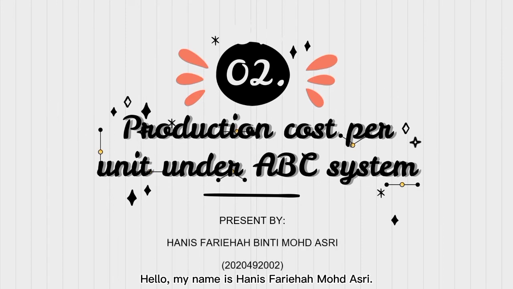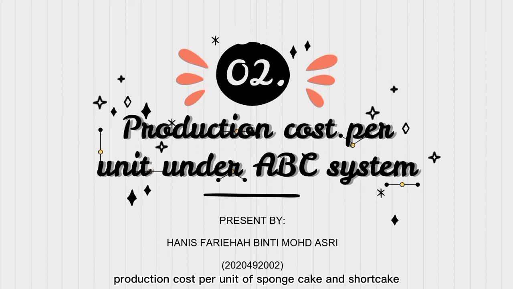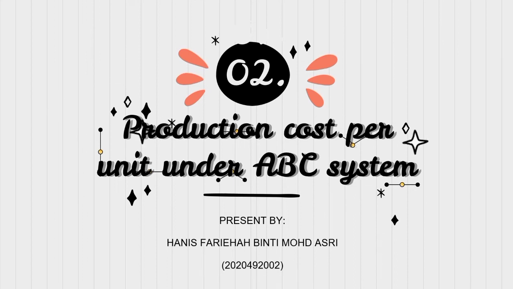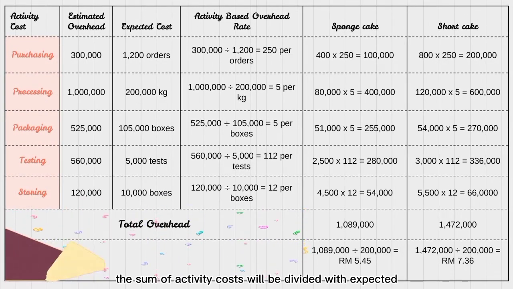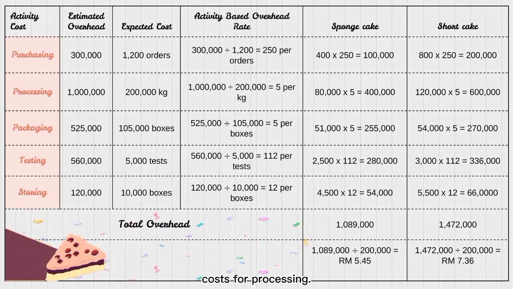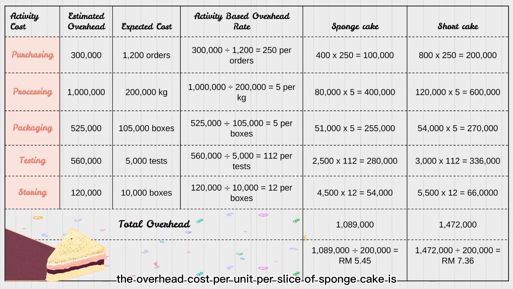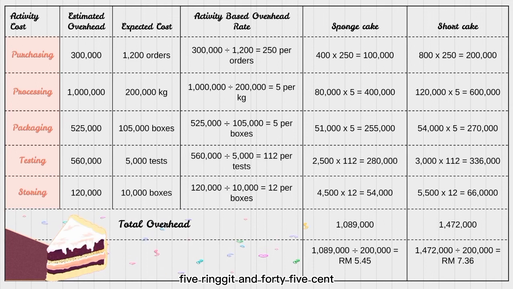Hello, my name is Hanis Fariha binti Mama Asri. I will present the calculation for our production cost per unit of sponge cake and shortcake under activity-based costing. In order to calculate the overhead rate for each cake, the sum of activity cost will be divided by the expected cost for processing. Thus, for our production, the overhead cost per unit for a slice of sponge cake is 5 ringgit and 45 cents, while a slice of shortcake is 7 ringgit and 36 cents.